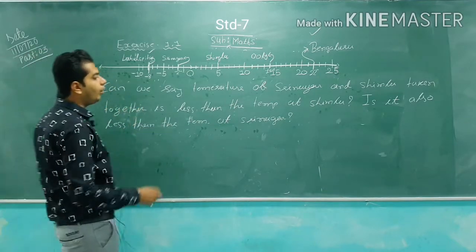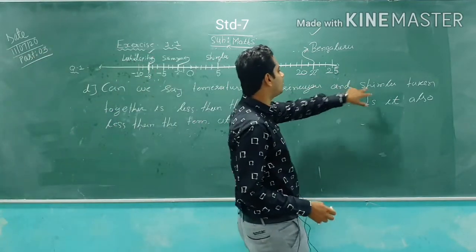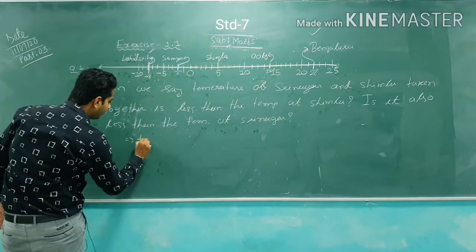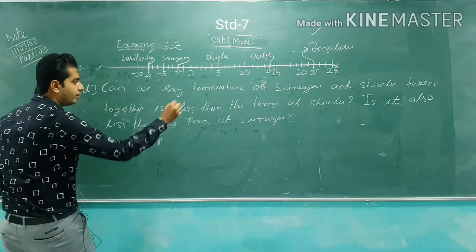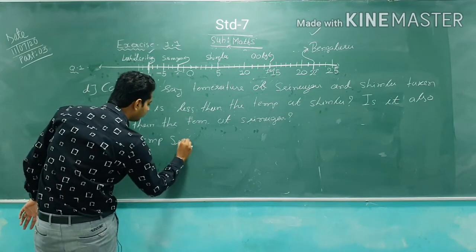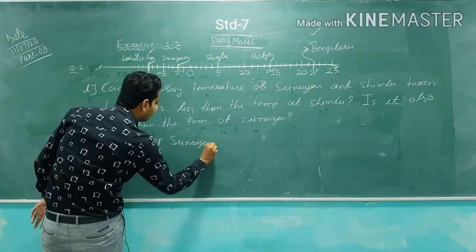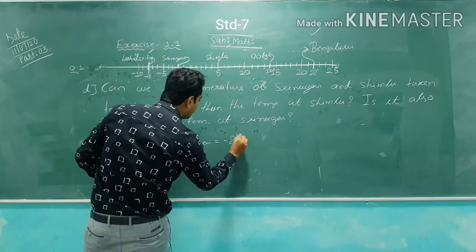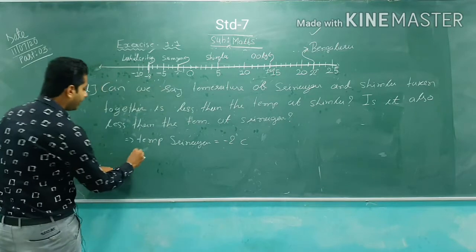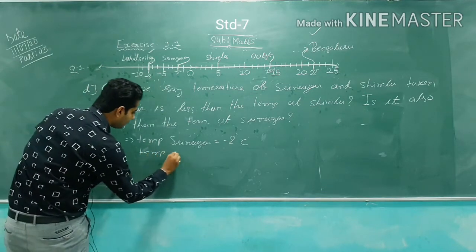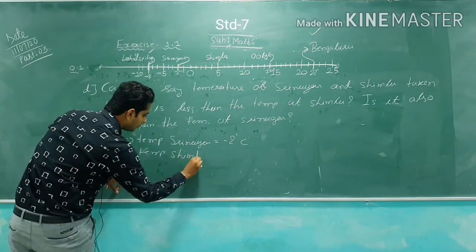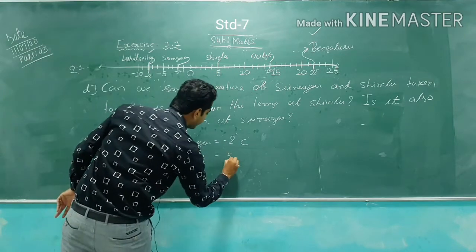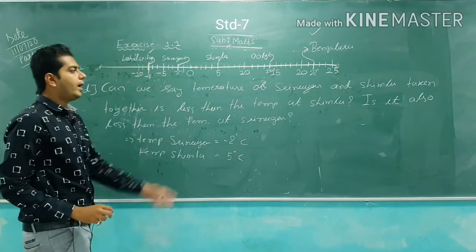First of all, we have to combine this Srinagar and Simla's temperature. So what is Srinagar temperature? I have to write here temperature of Srinagar. Temperature of Srinagar is what? Here Srinagar has minus 2 degree Celsius. Now temperature of Simla. Temperature of Simla is what? Here 5 degrees Celsius. Now we have to add them.